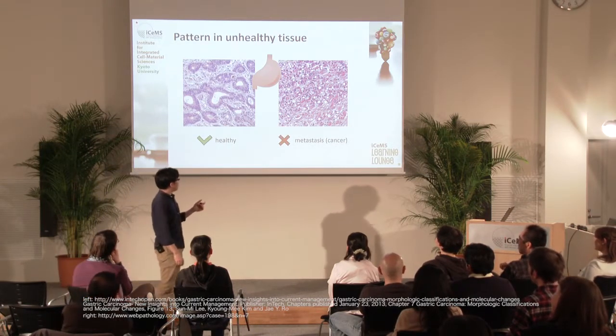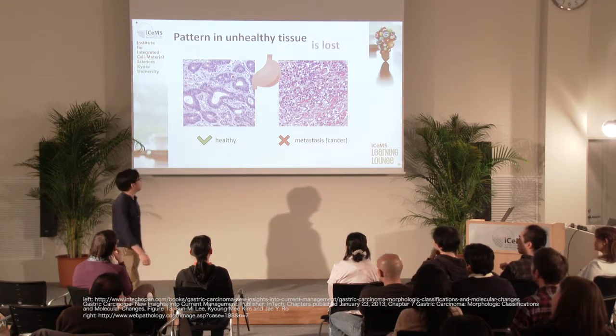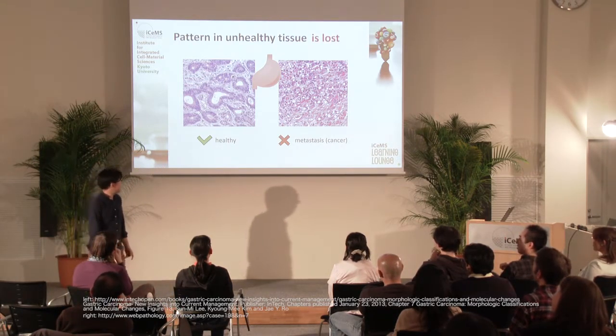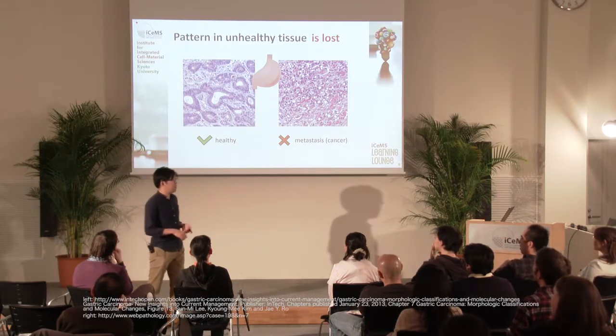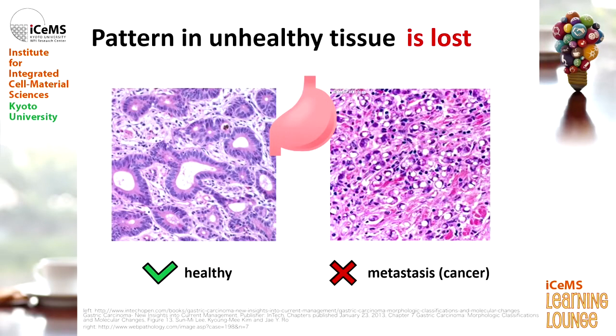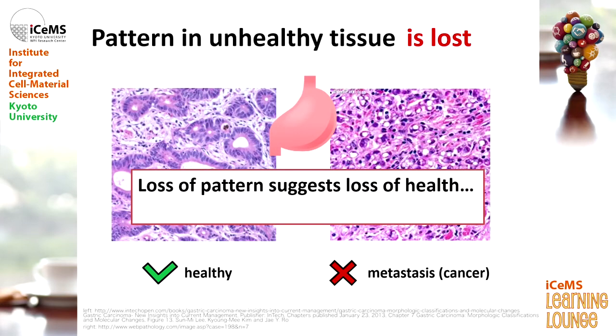So when you get unhealthy, sometimes the pattern is lost. And this test, what we have done now, is exactly the same as what medical doctors are doing in the hospital on a daily basis. They know how the healthy tissue should look. And if it's gone, then from this changed pattern, they can judge how severe the cancerous stage is. So it's known that the pattern is somewhat related to your health. And if you lose the pattern, you lose your health.